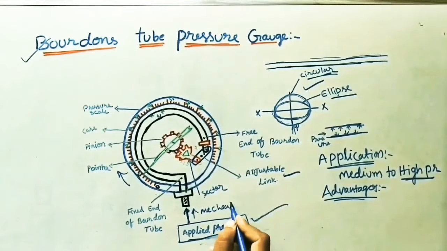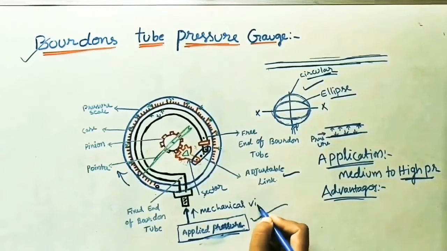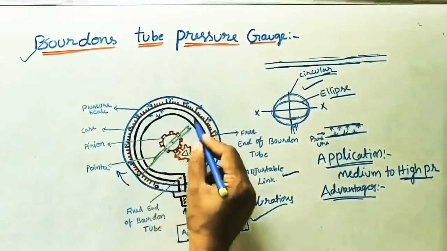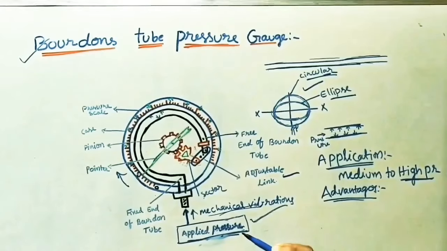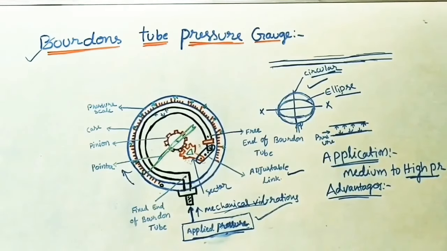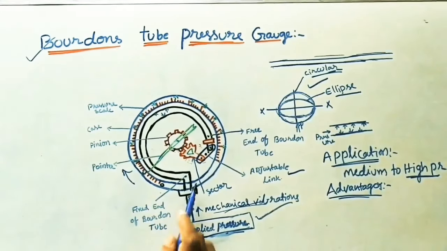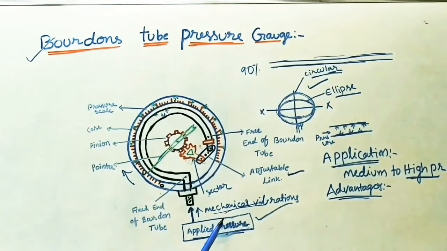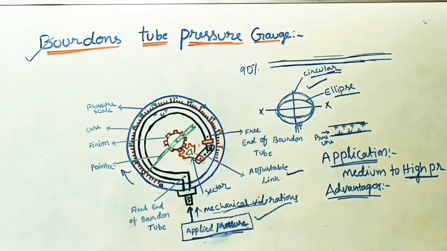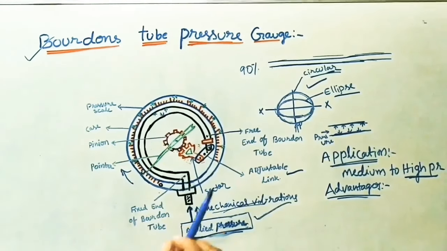Next, the limitations of this Bourdon tube. It absorbs the vibrations of the machine on which we keep it, and because of these vibrations a little deflection of the Bourdon tube will occur. Next, it takes a long time to get the complete deflection. It should get the circular shape to give the correct reading. These are the important points in this Bourdon tube pressure gauge.